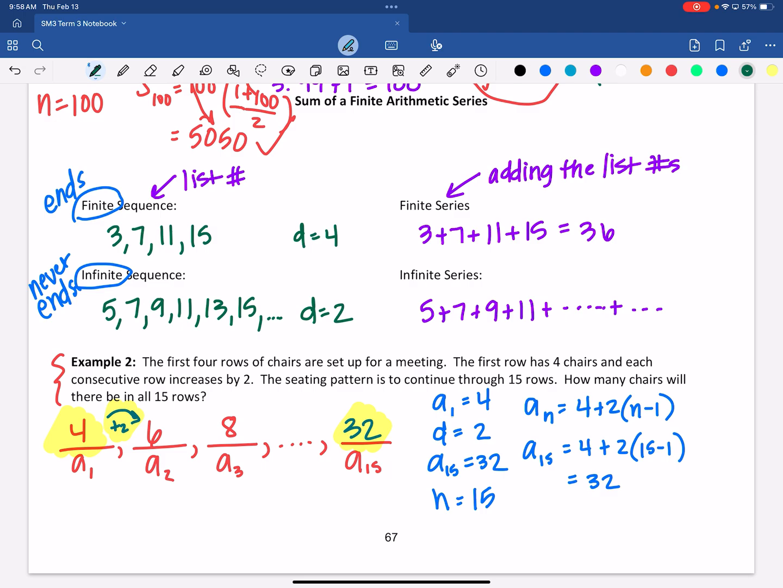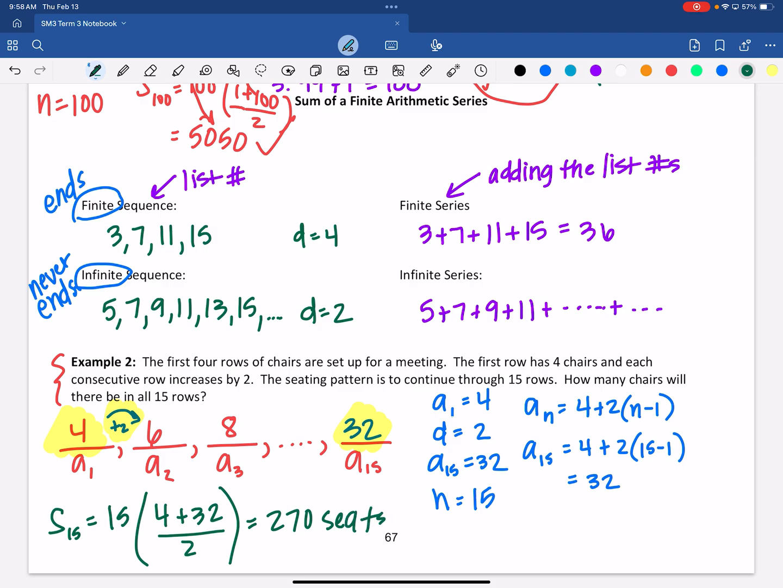So now let's use our formula. The sum of these 15 numbers is n times the first plus the last divided by 2. It's asking how many chairs there are total, which is helpful to know. Say you need to know how many people you can invite to this auditorium. You can add them up that fast by this series. So what's 4 plus 32 divided by 2 times 15? 270 seats.